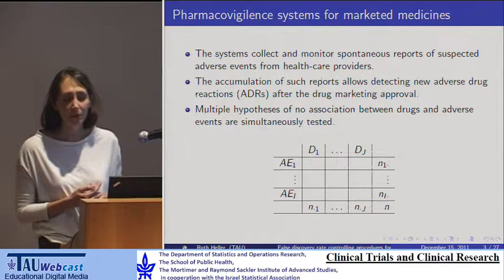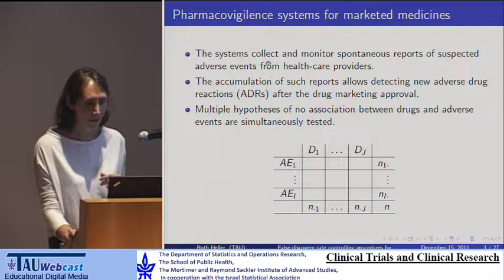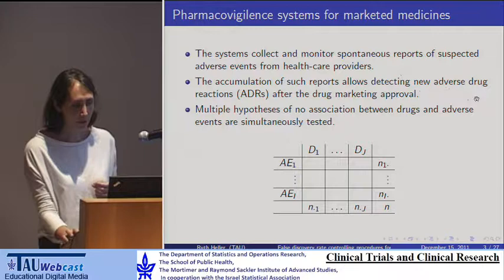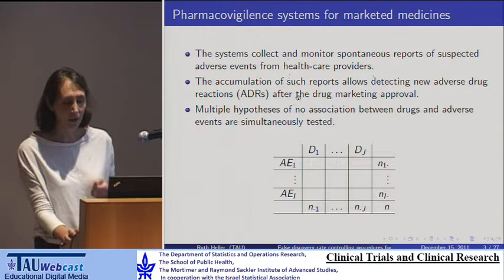So the first application is that of pharmacovigilance systems for marketed medicines. These are large databases that collect and monitor spontaneous reports of suspected adverse events from healthcare providers. And the accumulation of such reports allows detecting new adverse event reactions after the drug marketing approval. There's always still a safety concern even after the drug has been approved, and this is what it comes to monitor.